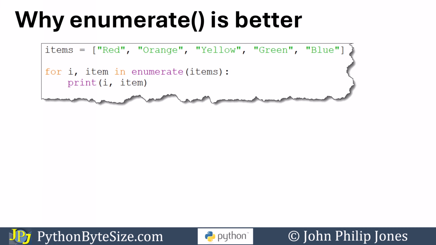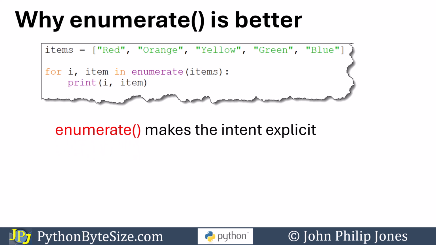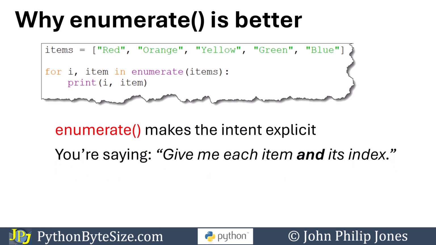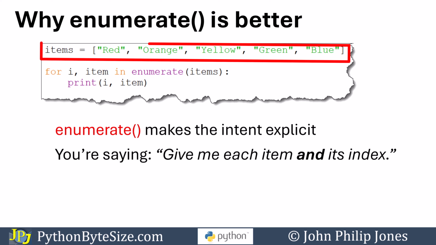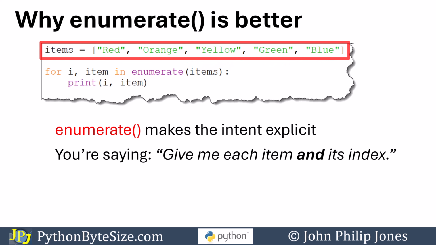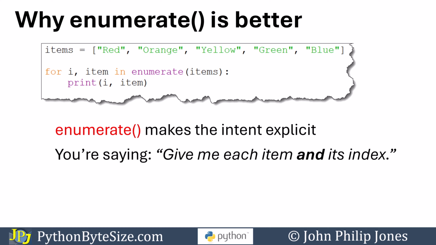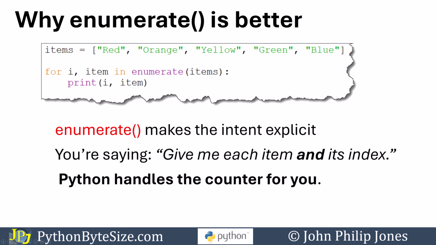Let's move on to the next slide, and you can see this is labeled why enumerate is better, and you can see the program is in front of you. Enumerate makes the intent explicit. You're saying give me each item and its index, and it does this by taking the list and producing tuple pairs that contain the index and the value at that index. Python handles the counter for you. You don't have to worry how long the list is. You don't have to use the len function or the range function.